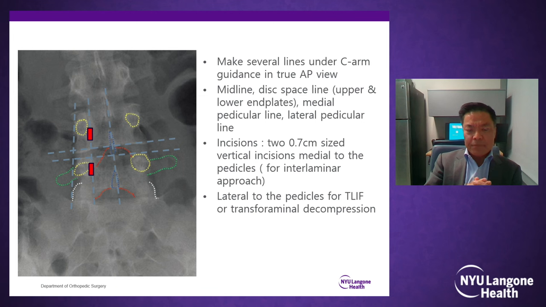So draw up a line. If you're doing a discectomy or just a decompression, you typically would make an incision medial to the proximal pedicle, medial to the distal pedicle, and you will advance the tool onto the spinal lamina line here.